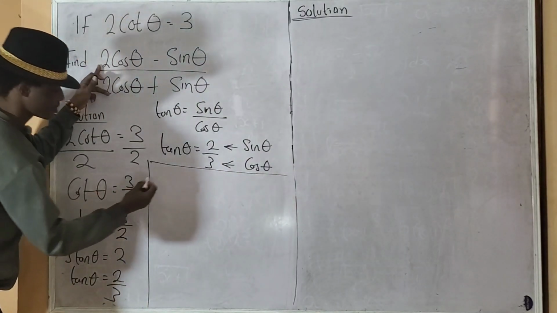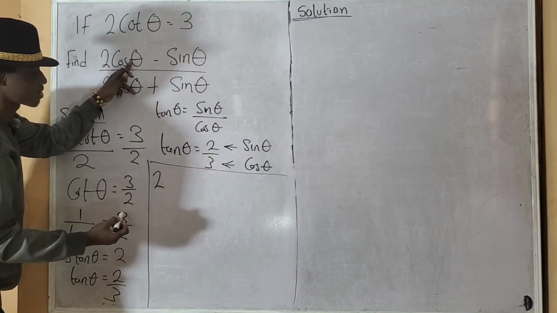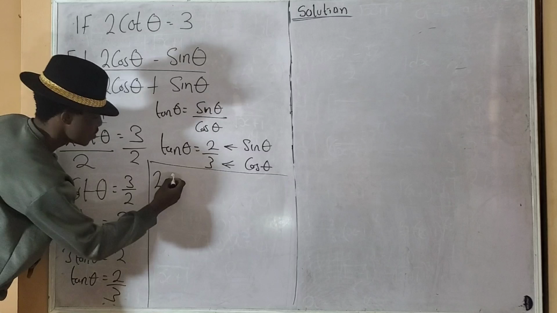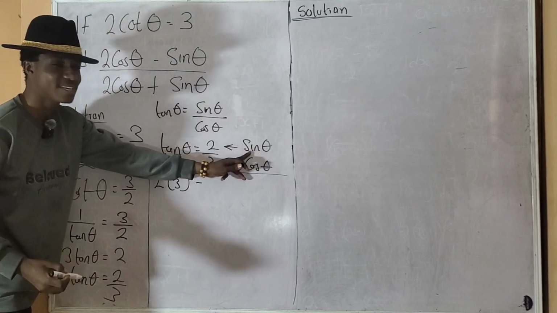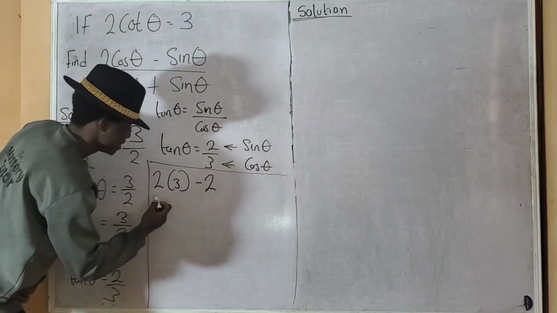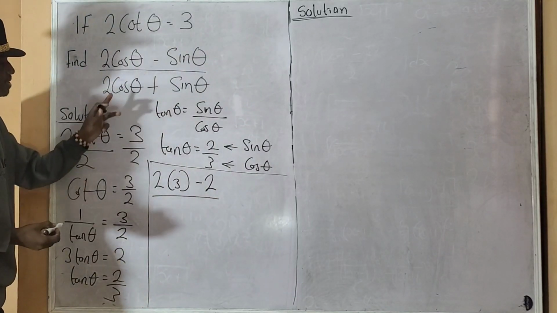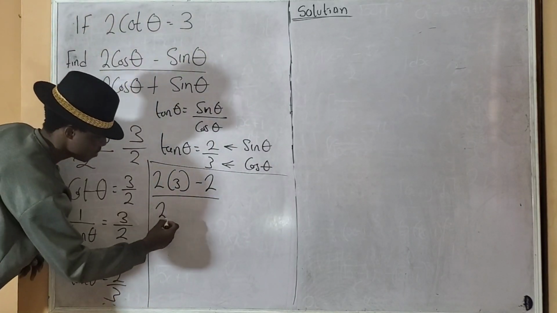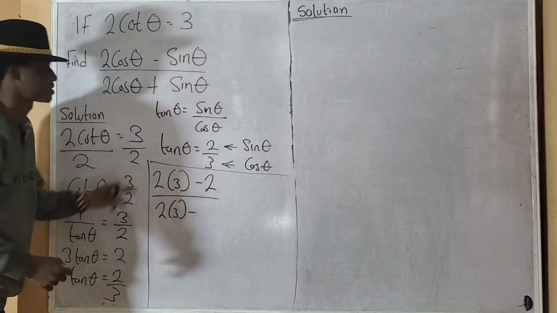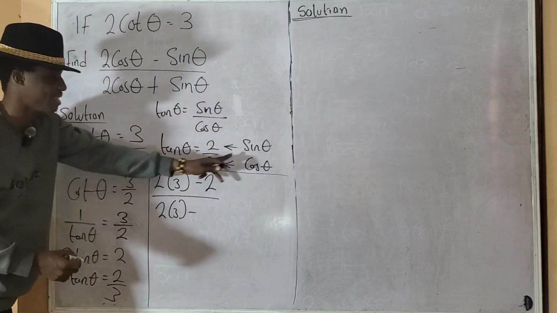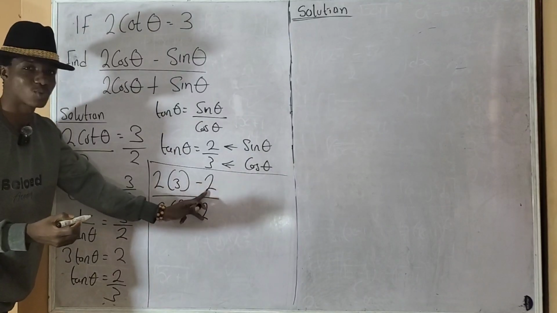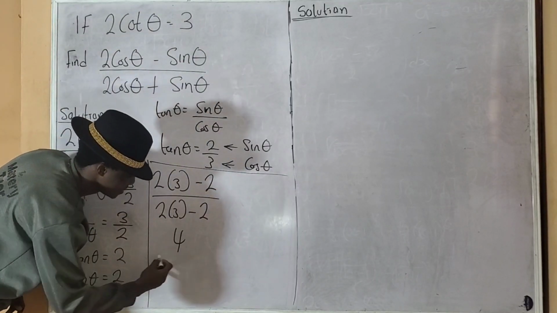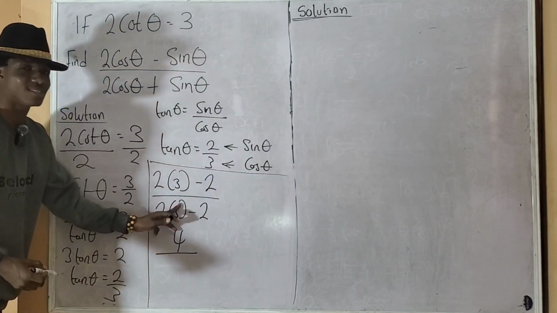We have 2 cos theta. Cos theta is what? 3. So I'm going to have 2 multiplied by 3 minus sin theta. Sin theta is 2, so minus 2, all divided by 2 cos theta again. 2 multiplied by 3 minus sin theta. Sin theta is 2, so I'm going to have minus 2. 2 times 3 is 6, 6 minus 2, that is 4. So I'm going to have 4 here, divided by 2 times 3 is 6.